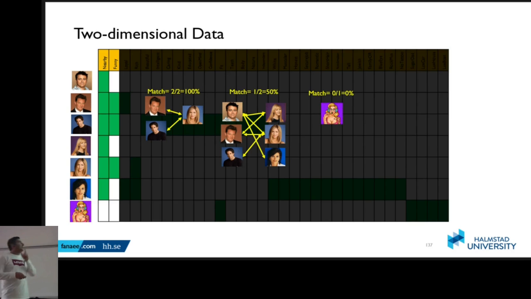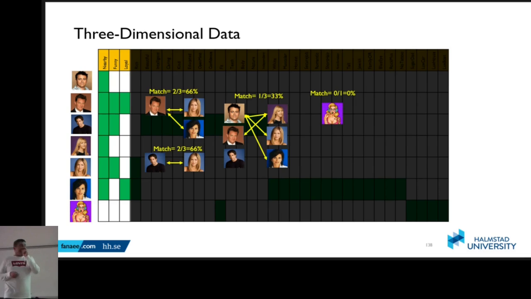Now let's go further. Let's go to three-dimensional data, where we have three criteria: nearby, funny, and loyal. So the chance of Chandler is decreased from 100% to 66% with these two girls. And Ross can also have a match of 66% with Rachel. And for the rest, their match chance is decreased to 33%, because out of three criteria, they got only one. Still, Alice doesn't get anything, right?